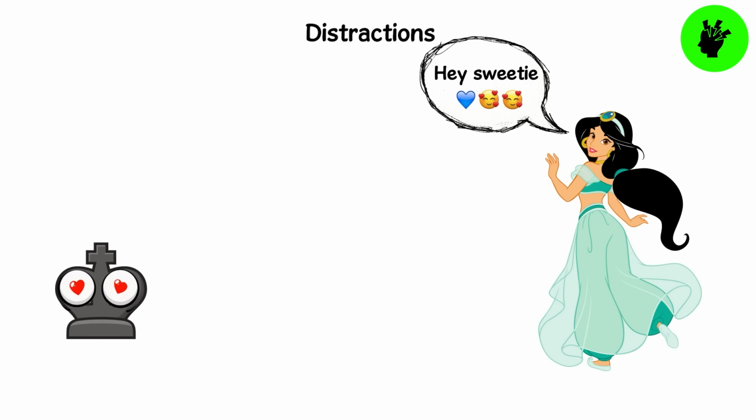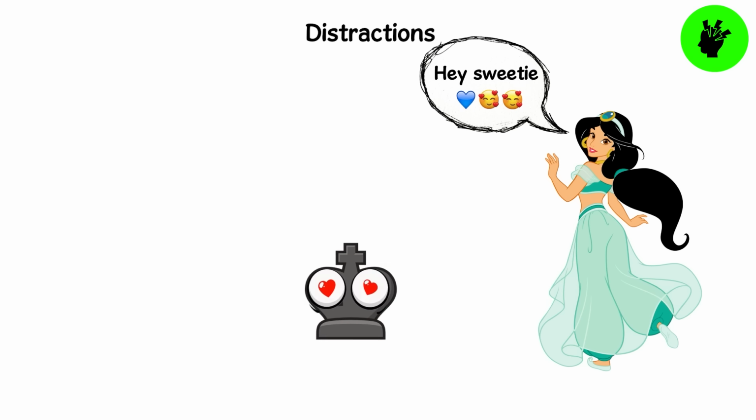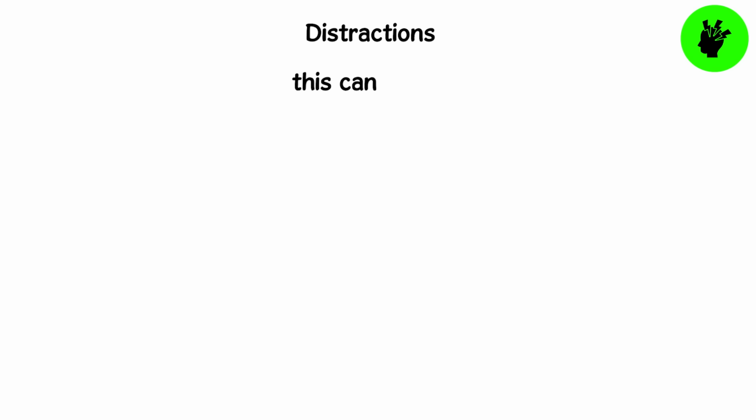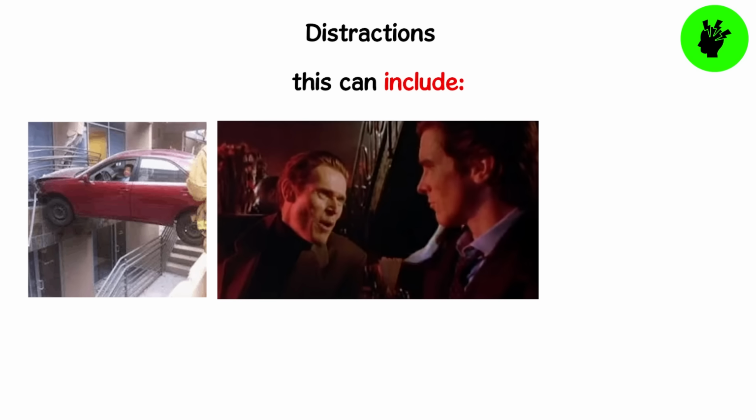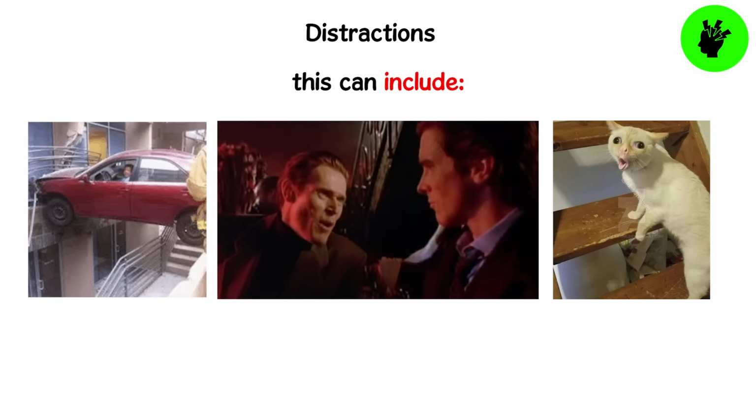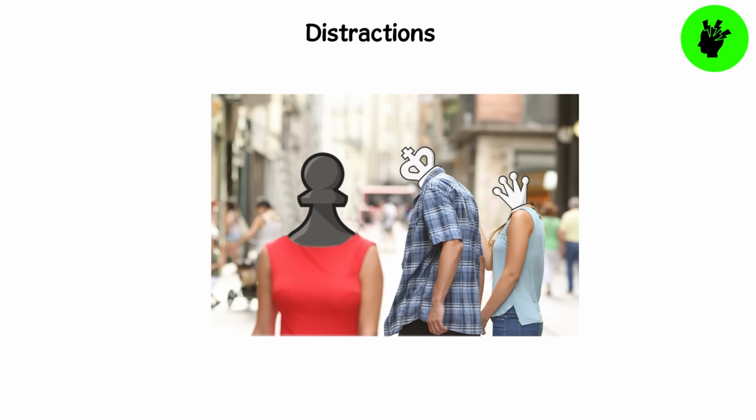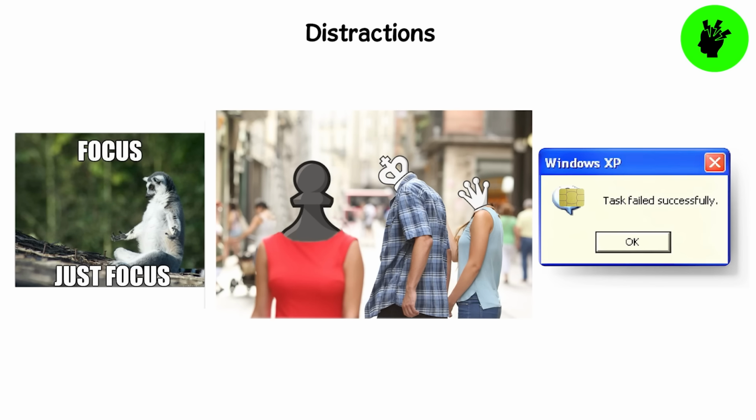Distractions. Cheaters may intentionally create distractions to disturb their opponent's concentration. This can include talking, making unnecessary movements, or even coughing at critical moments. The aim is to break the opponent's focus and induce errors.